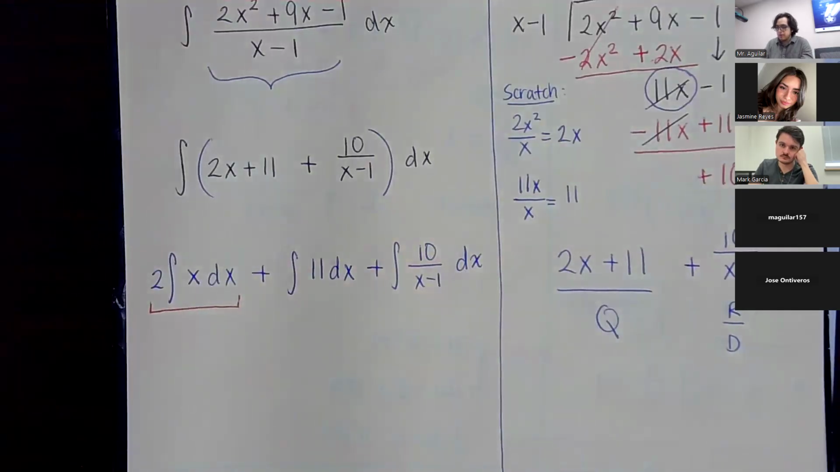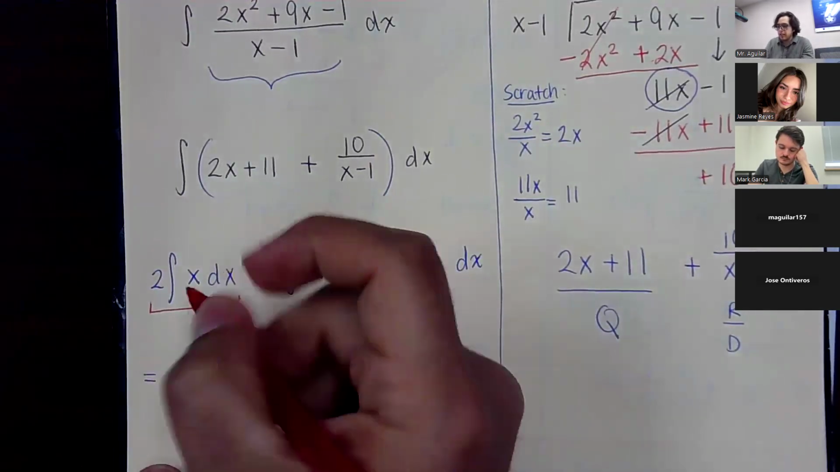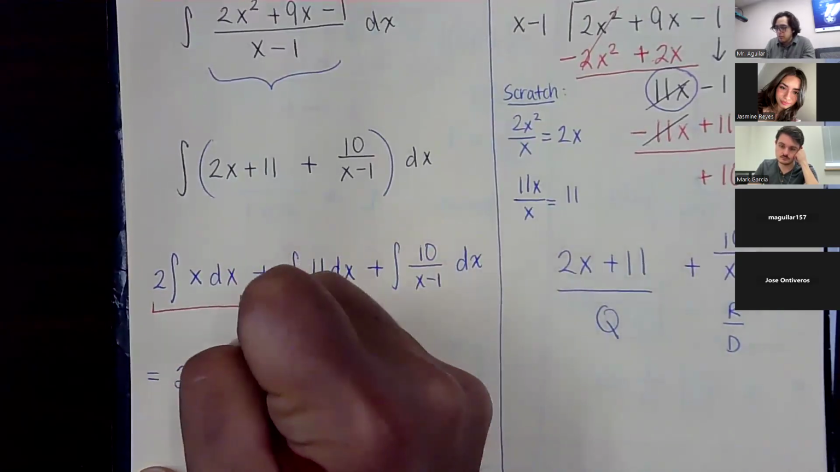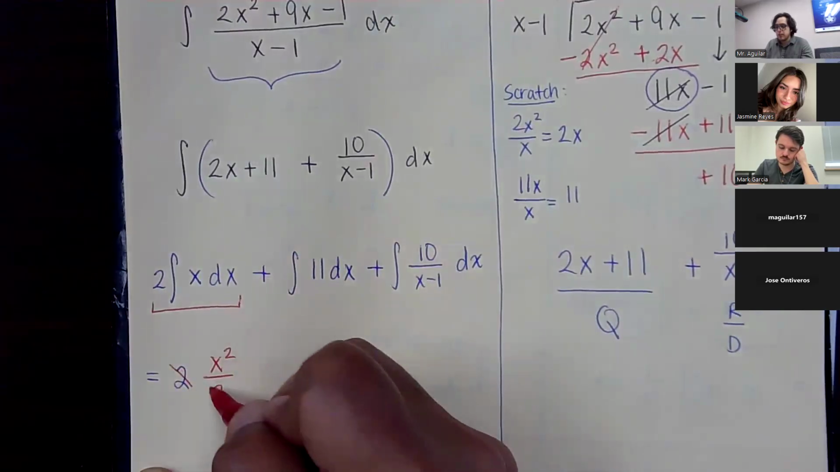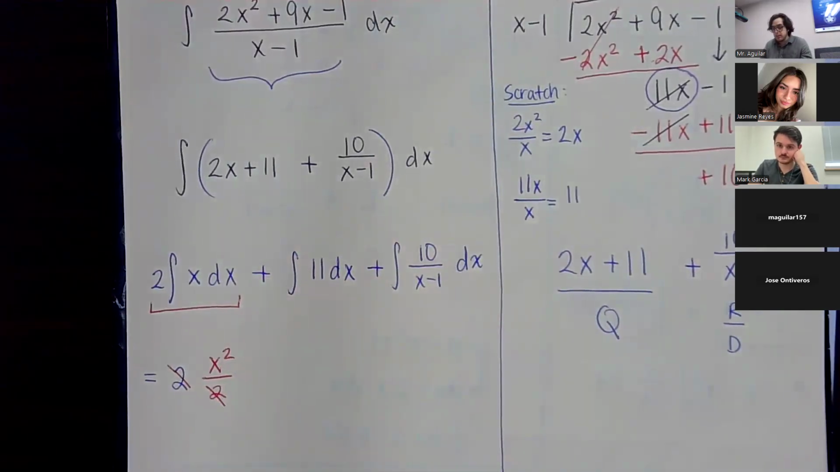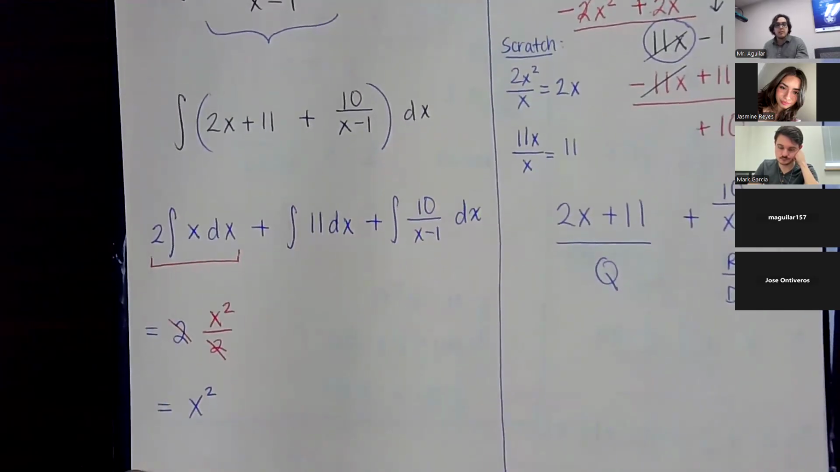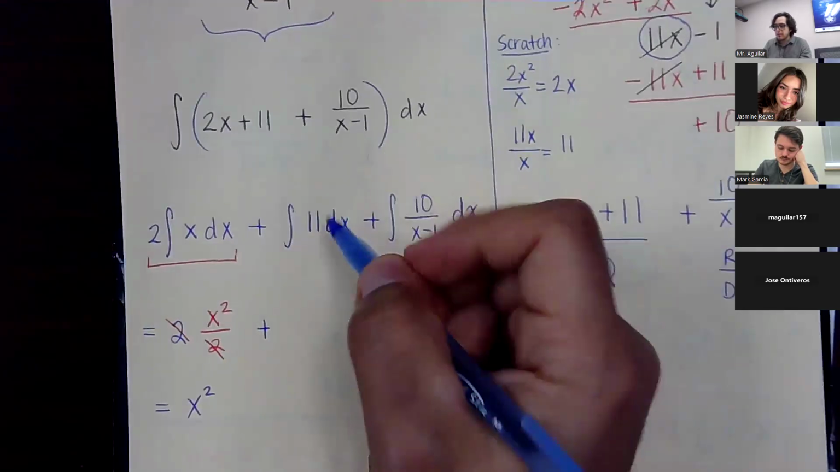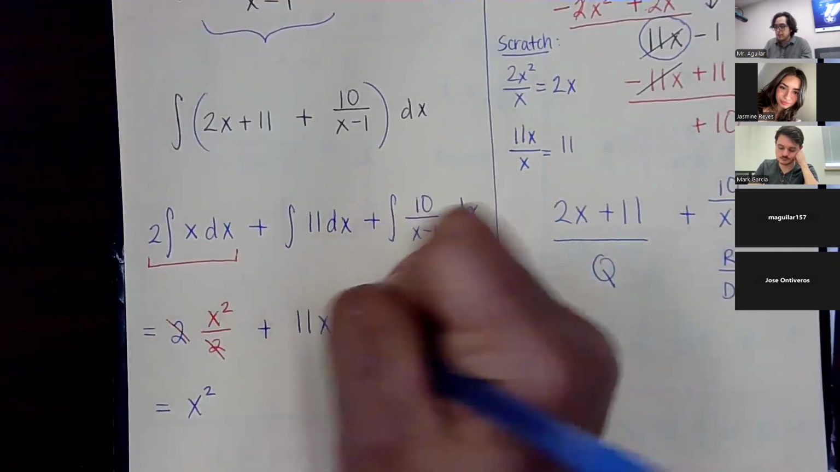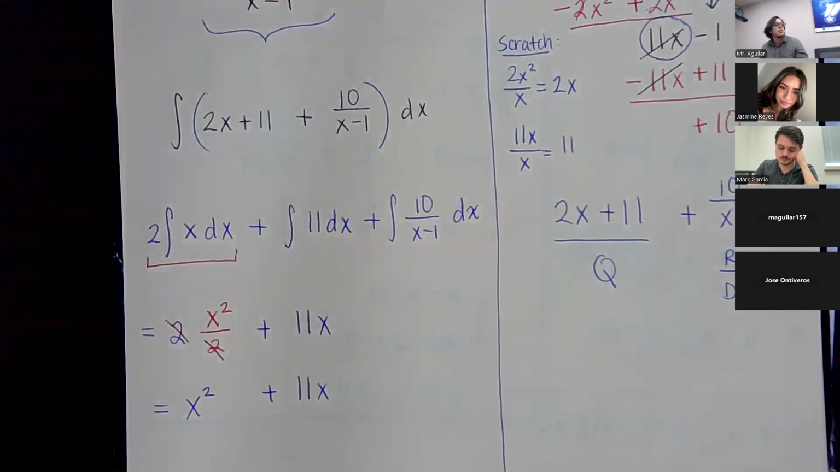This guy here will just end up being 2, and then the integral will be x squared over 2. So the 2 and the denominator cancel out. You guys okay with that? So that's just going to be x squared. Plus, this is just going to be 11x. And there's nothing interesting happening there. It's just going to stay 11x for our answer.